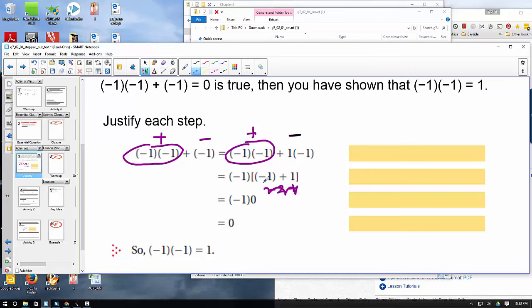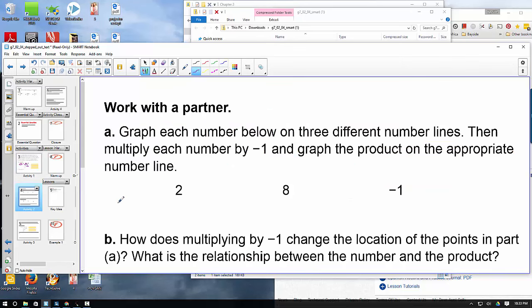Oh, I'm sorry, I made a mistake. Because this is in brackets, so it's negative 1 and positive 1. So this equals 0. I'm going to multiply this value times this negative 1. And this is that property of 0. That's what this really is. So it'll equal 0 regardless.